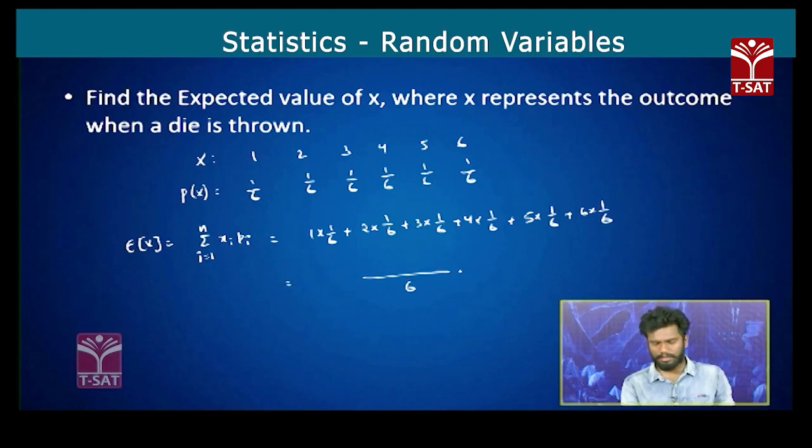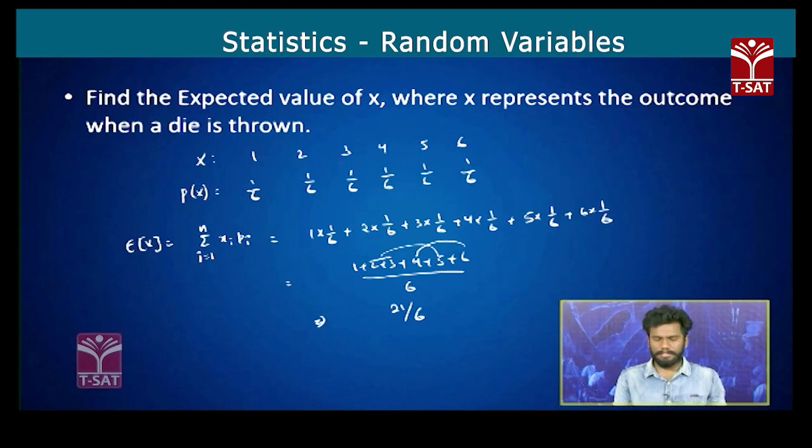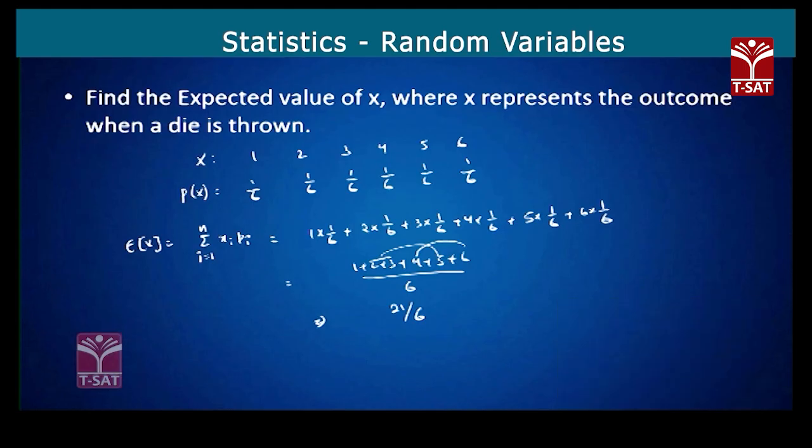Denominator 6, keep it constant. 1 plus 2 plus 3 plus 4 plus 5 plus 6, which will be equal to 6 plus 4 is 10, 20, 21, so 21 by 6. So that is the expected value. Expected value is 21 by 6.